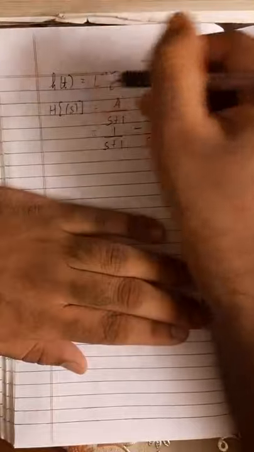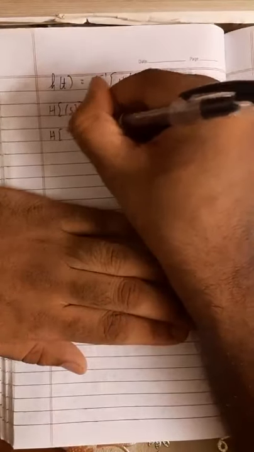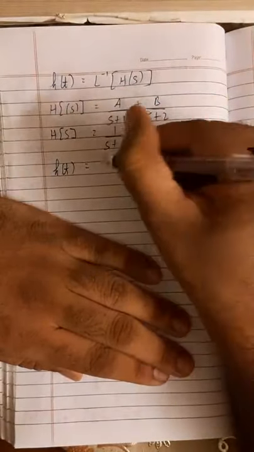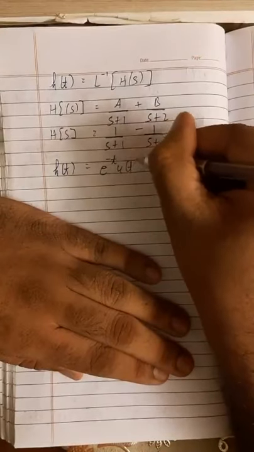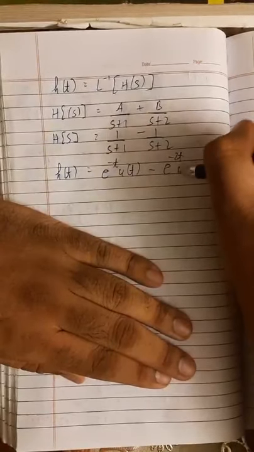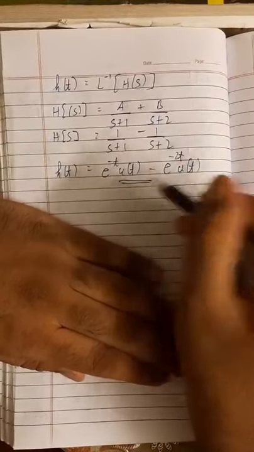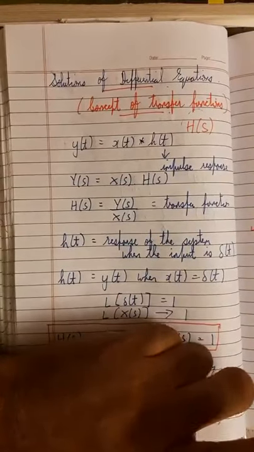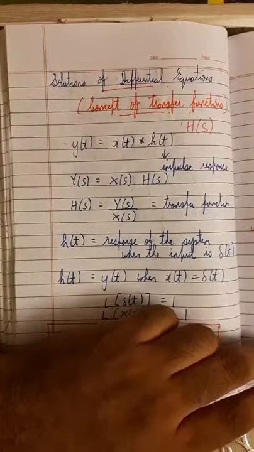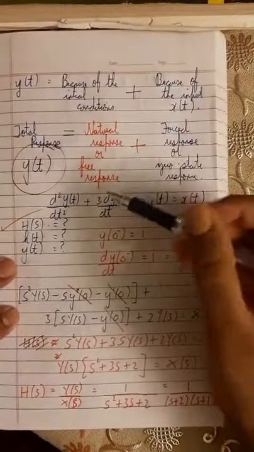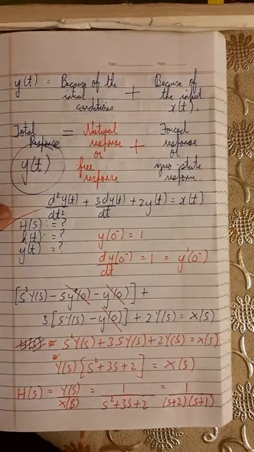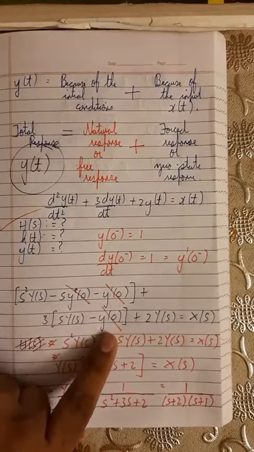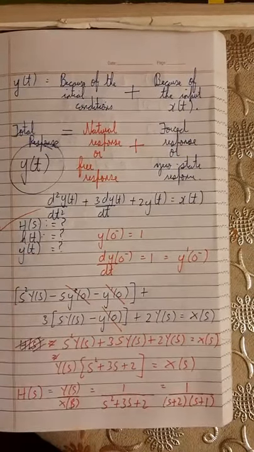This is your H(s). In other words, your h(t) is the Laplace inverse of this, that is e^(-t)u(t) minus e^(-2t)u(t). So you found the impulse response. You found your H(s) and h(t), these two functions, only by making all your initial conditions equal to 0.